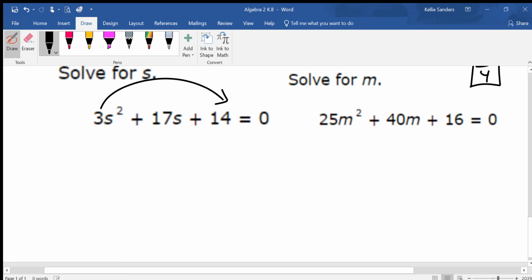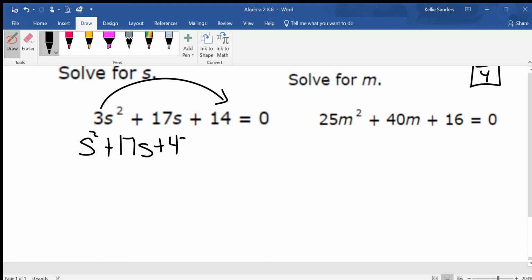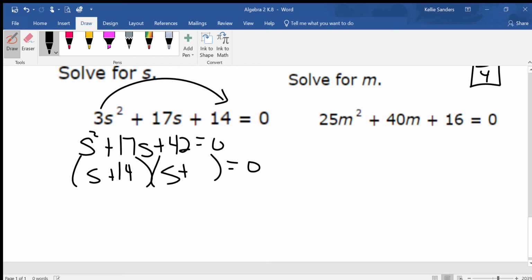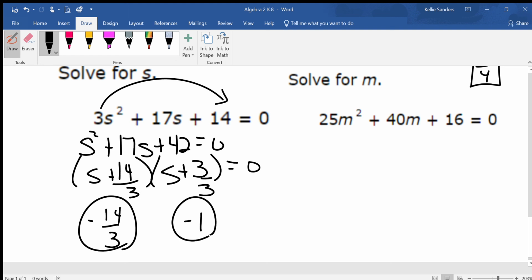Same. Take the 3 over. 42 s plus 7. 3 and 14. So 14 and 3, then we put our 3 back in. So this would be a negative 14 over 3, and this would be a negative 1 because 3 over 3 is 1. The opposite would be negative 1.